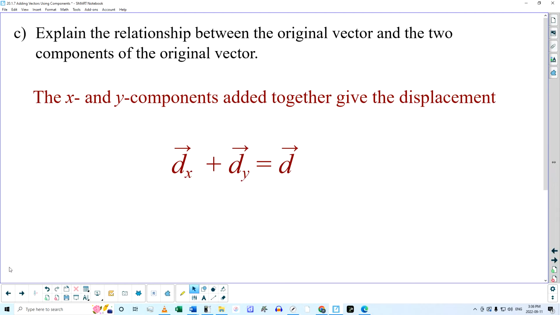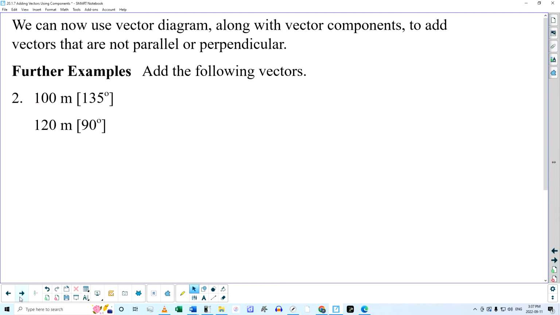Okay, what we're going to do now is work through two examples where we make use of this. So let's take a look at example 2. Add the following vectors. So what we're going to do first of all is talk about those directions of 135 degrees. And there's no north of east or south of west or anything there. So I told you on Friday that when you're given an angle like that, it's what's called the rectangular coordinate system.